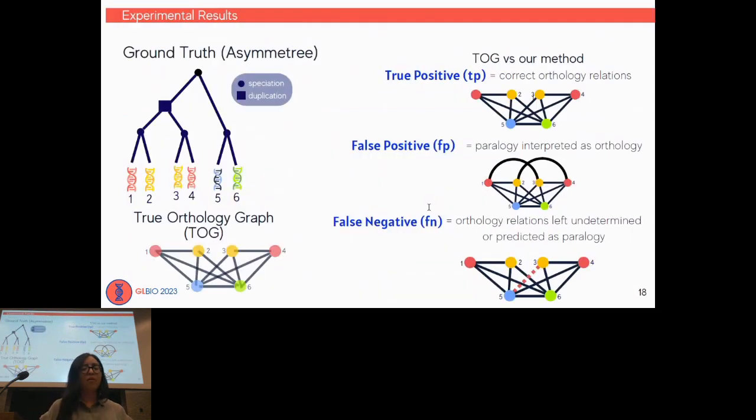Our experimental setting is like this. We have our ground truth, which is the true gene trees generated by Asymmetry. From these true gene trees, we have a true orthology graph, a graph that represents all the correct orthology relations. We say that an edge is a true positive whenever we infer a correct orthology relation. We have a false positive whenever a paralogy is interpreted as an orthology, and false negatives whenever orthology relations are left undetermined or predicted as paralogy.